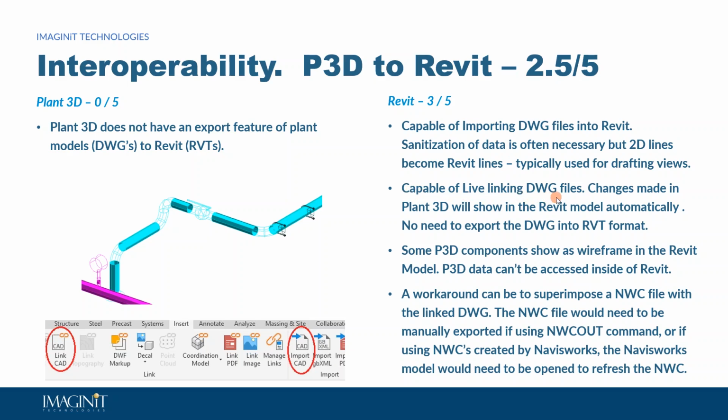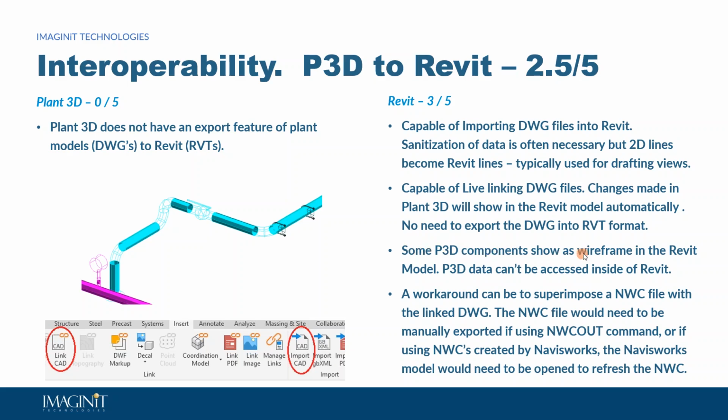Capable of live linking DWG files, changes made in Plant 3D will show in the Revit model automatically. So this is probably the main one. No need to export the DWG into RVT format. And this is actually what we're looking at over here, a live link of a model that was created in Plant 3D and then brought into Revit. So you just link the DWG. You go to Revit, click to link, and you link the model.